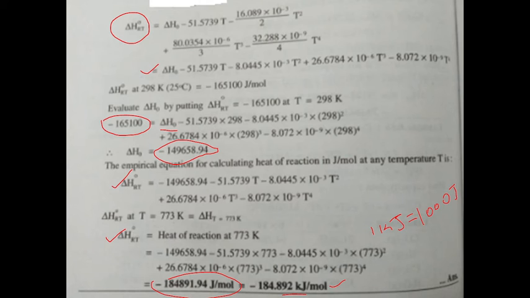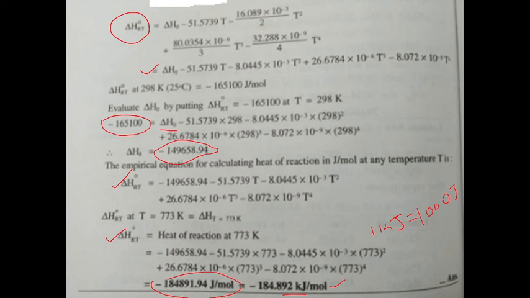Finally, we get the standard heat of reaction at any temperature T. So delta H R naught T is equal to minus 149658.94 minus 51.5739 T minus 8.0445 into 10 to the power of minus 3 T squared plus 26.6784 into 10 to the power of minus 6 T cube minus 8.072 into 10 to the power of minus 9 T power 4. Are you clear on that?